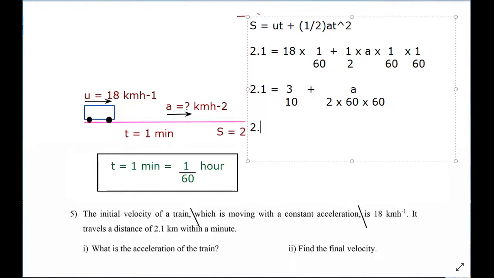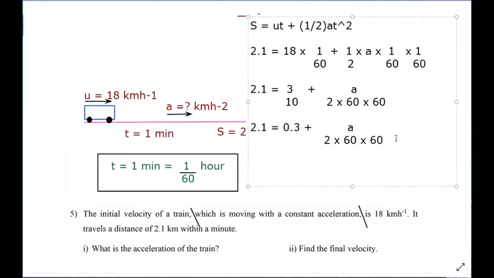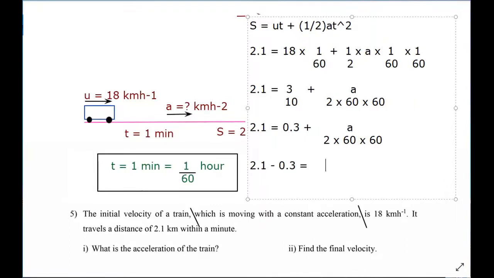Right, so this is 2.1. 3 divided by 10 is 0.3. And I don't do anything to these three numbers. What are the three numbers? 2 into 60 into 60. I just keep them as they are. So next step, I'll take this 0.3 to the other side. 2.1 plus 0.3 comes to this side as minus 0.3, equals, what are the numbers there?